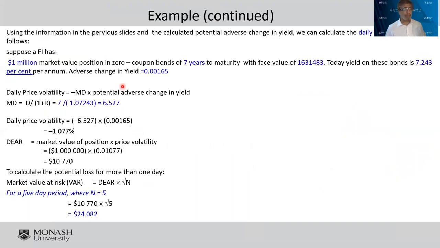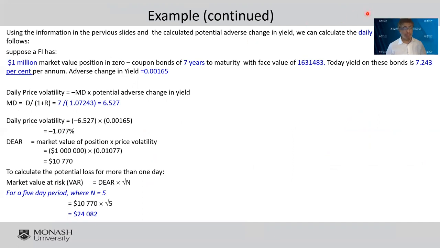Now let's take this example using the information in the previous slides. I just gave you this background in econometrics, and I don't want you to worry about it, just to understand the concept. So actually, the concept here is: using the information in the previous slides, calculate the potential adverse change in yield. We can calculate the daily price volatility first. So assume we have a holding of 1 million market value position in 0 coupon bonds. It has 7 years maturity with a face value, after 7 years, of 1,631,000.